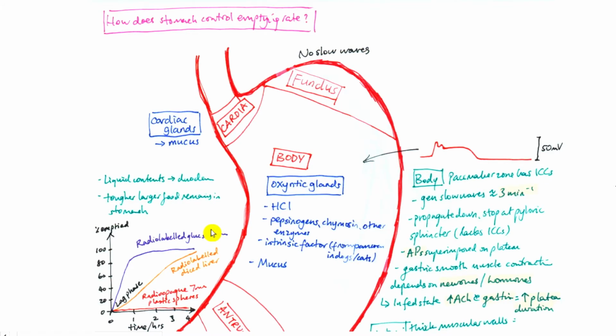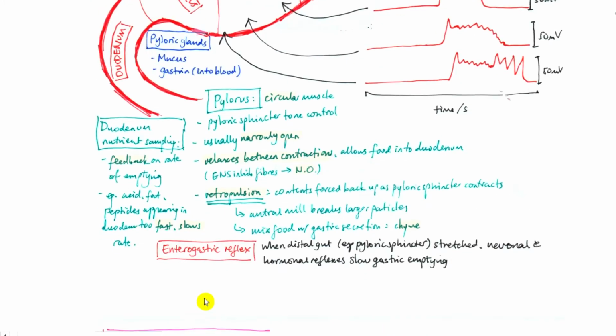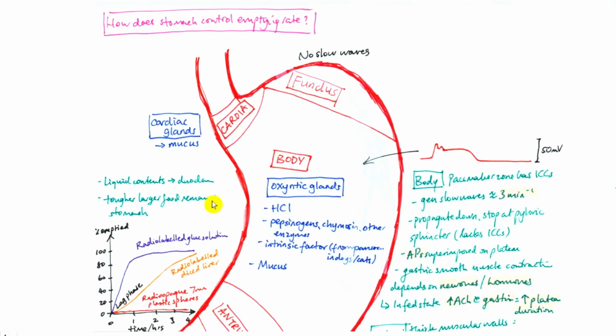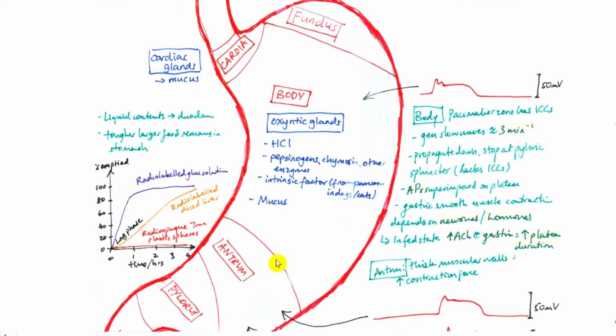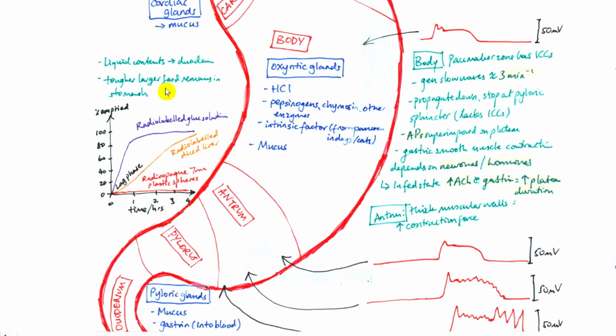So firstly we have the esophagus entering the stomach through the cardia, the fundus, the body, the antrum, the pylorus, and the duodenum. So the cardiac glands in the cardia secrete mucus, and the fundus has no slow waves really. The slow waves begin at the body. So liquid contents can enter the duodenum, but much tougher food remains in the stomach until it's digested.